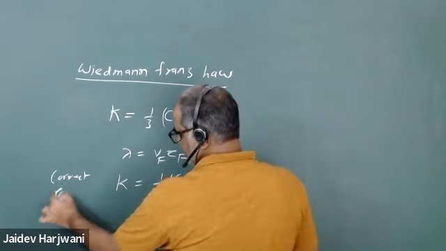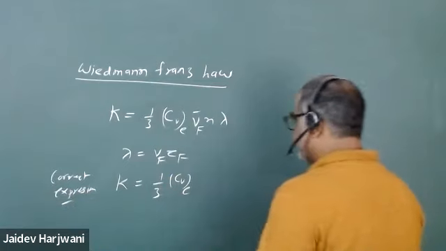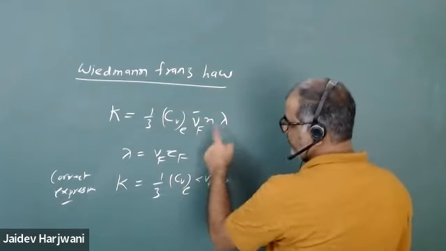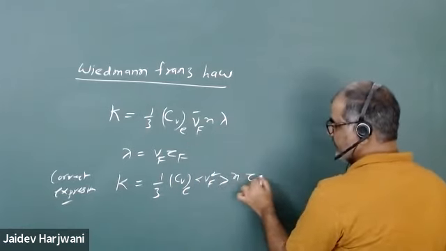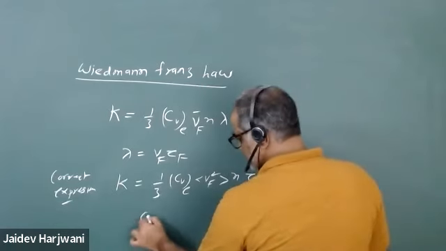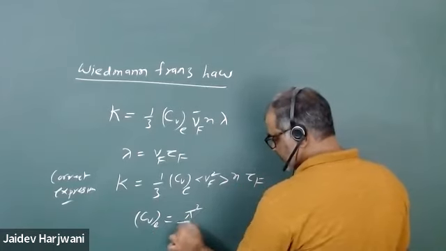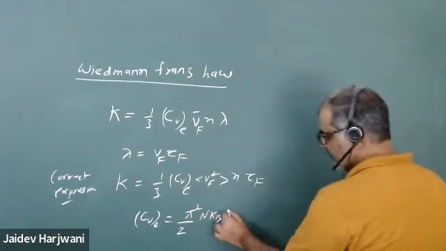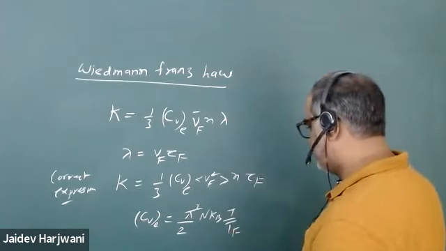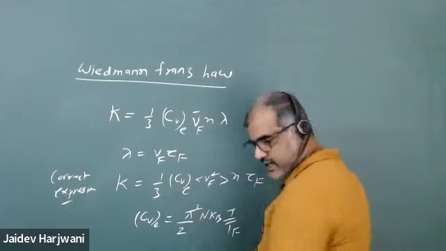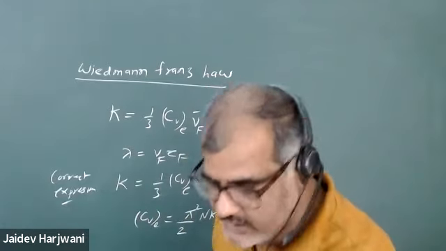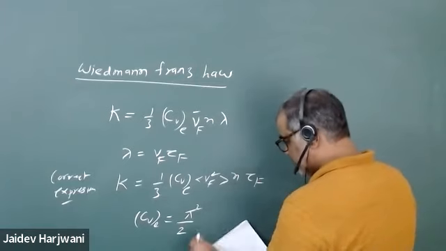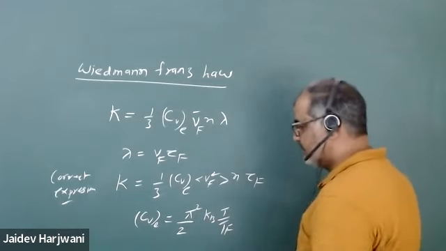In the correct expression, instead of taking this average, I need to take the average of vF square, because if I put the value of lambda, this becomes vF square. I have n, and I can write my tau F. And Cv electron we have derived was pi square by 2 n kB T upon TF. This was the specific heat value, and this is for n electrons. Here this is already multiplied by flux, so we don't need the n electrons, we only need the specific heat of one electron. So I can write now the value as pi square by 2 kB T upon TF, the specific heat of one electron.